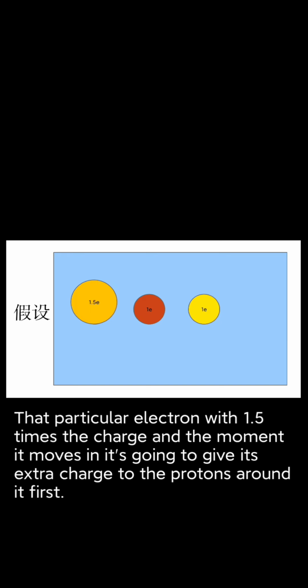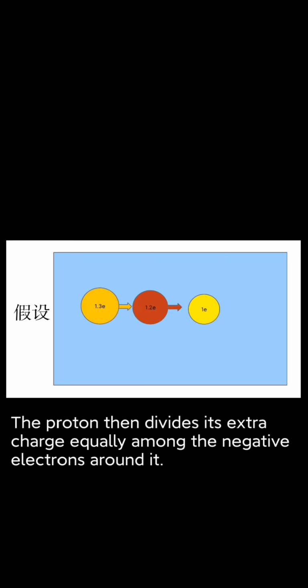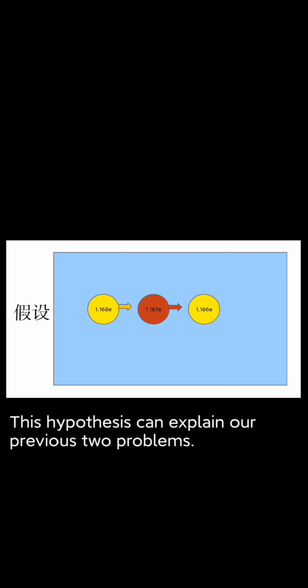These three balls represent the electron, and the red ball in the middle represents the positron, which could also be a proton. That particular electron with 1.5 times the charge, the moment it moves, is going to give its extra charge to the protons around it first. The proton then divides its extra charge equally among the negative electrons around it. This hypothesis can explain our previous two problems.